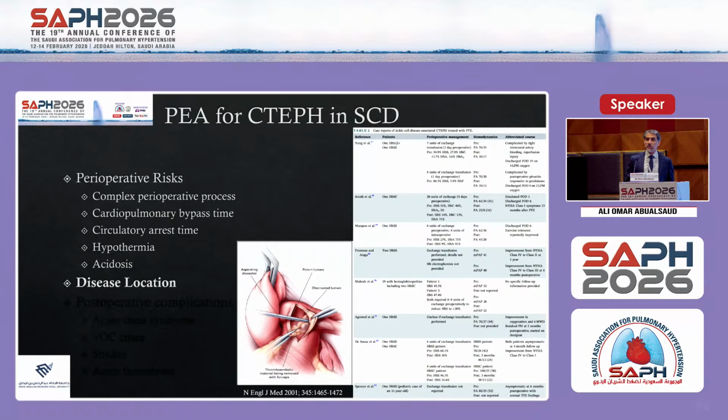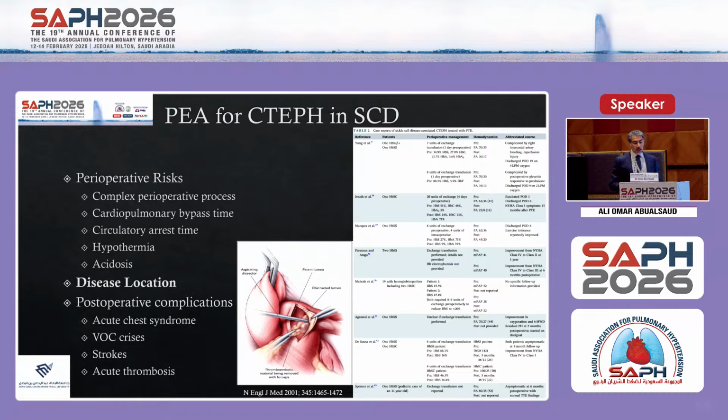Disease location is very important in those patients, and I think a big limitation to endarterectomy as well. Not to mention the post-operative complications, whether it's acute chest syndrome, vaso-occlusive crises, strokes, and acute thrombi.